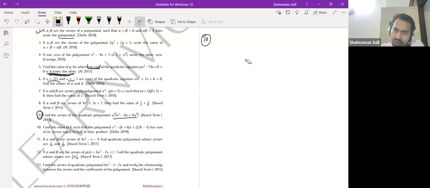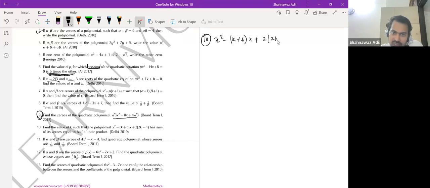Yeah, so now let us come back to this 10th question. Find the value of k such that the polynomial has sum of its zeros equal to half of their product. So let us write the complicated equation.